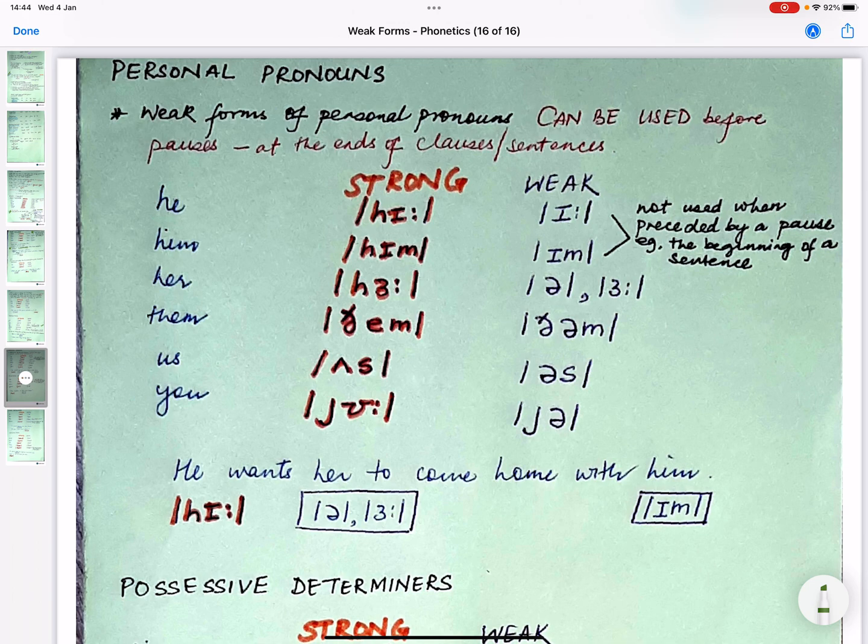Personal pronouns, that is the weak forms of personal pronouns, they can be used before pauses at the ends of clauses or sentences. We already discussed this, that pronouns are the exceptions to the first general rule. So you can see these personal pronouns, he, him, her, them, us, and you, the strong forms and the weak forms. In the first two cases, the he and the him, remember they are not used if you find he and him at the beginning of a sentence.